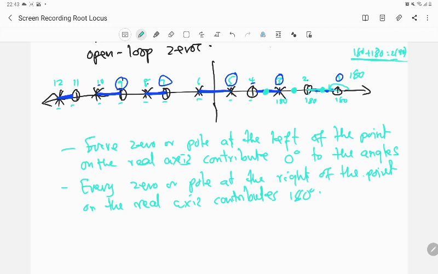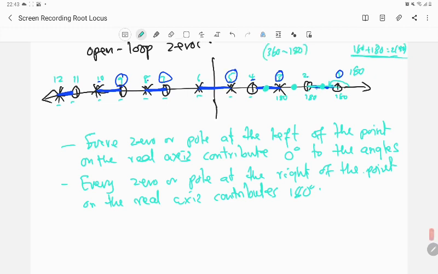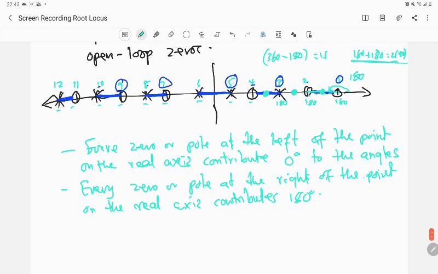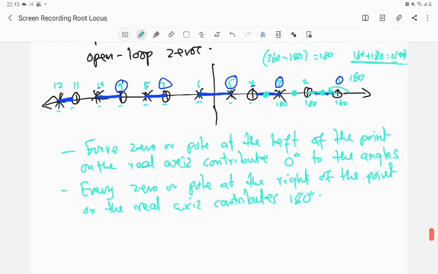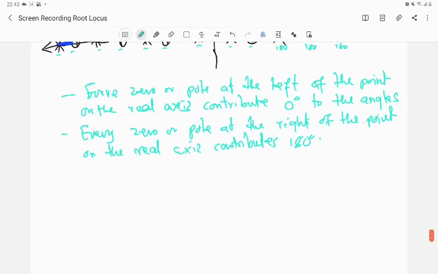So actually, it's going to be 360 minus 180. This is the total angle of zeros minus the total angle of poles, and that is going to be 180. And you see that 180 is 1 times 180, which is an odd multiple of 180. So that is what we actually use to derive that principle.